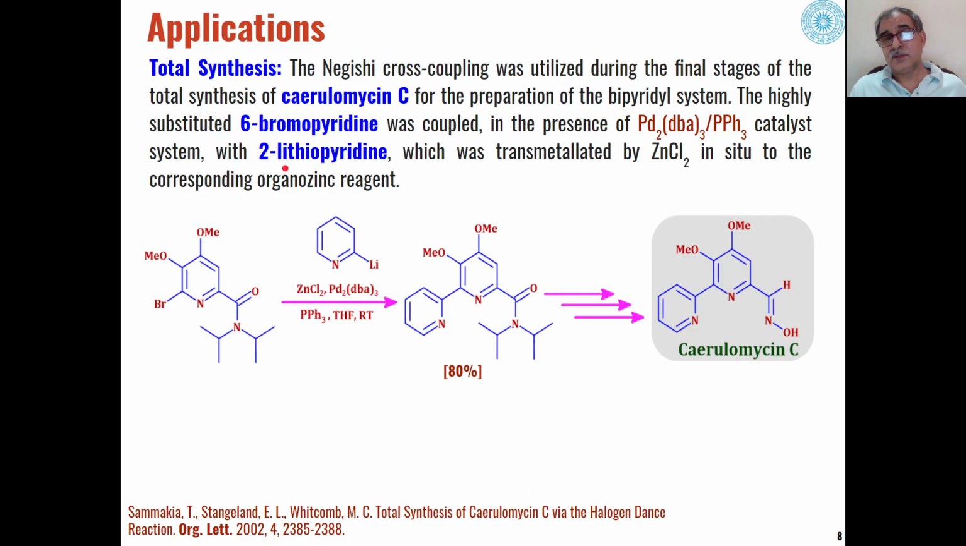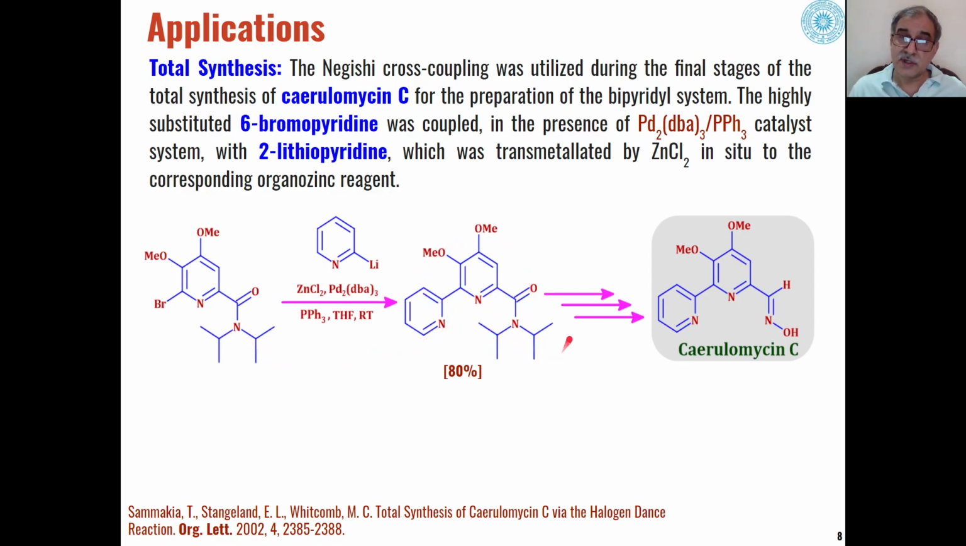Then another natural product which is also very important and possesses a bipyridine system is cerulomycin C. Cerulomycin C can also be synthesized through Negishi coupling. So when 2-lithiopyridine is reacted with this type of aryl halide, a 6-bromopyridine derivative, these are coupled under Negishi conditions in the presence of zinc chloride and a palladium compound. They will give us this type of product in 80% yield, where this carbon from the 2-lithiopyridine and this carbon from the aryl halide undergo formation of a new carbon-carbon bond to give this product.